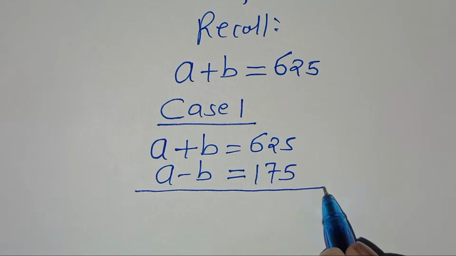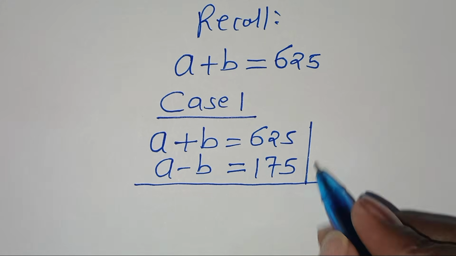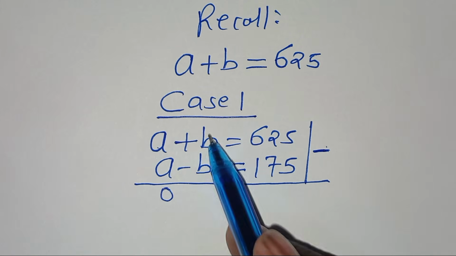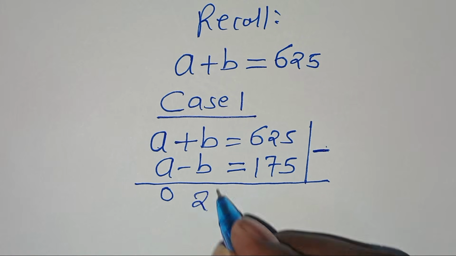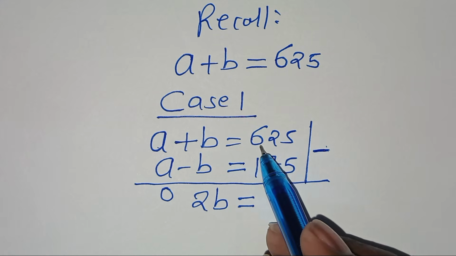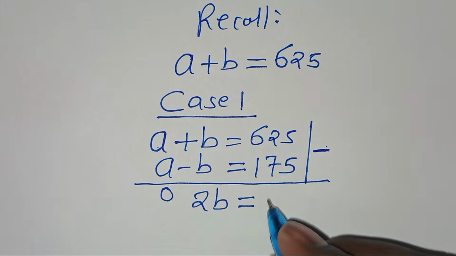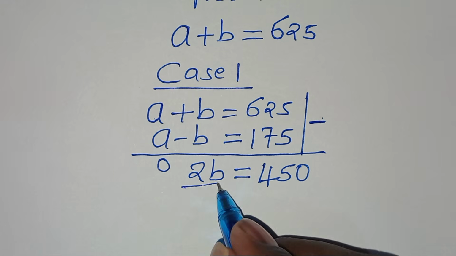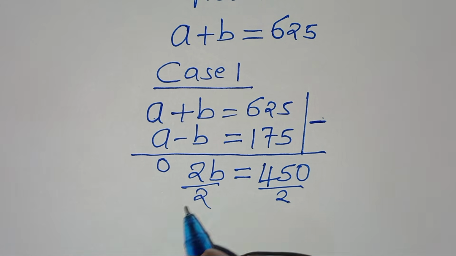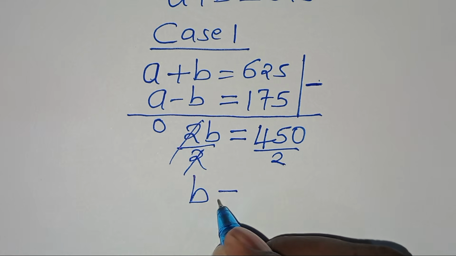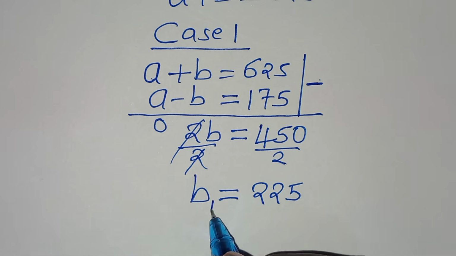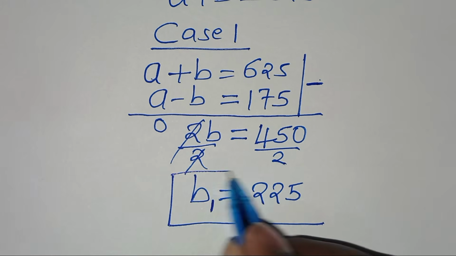So these are systems of two linear equations. Let's subtract the two equations so that a minus a is 0, then plus b minus minus b is 2b, and this is equal to 625 minus 175, which is 450. So let's divide both sides by 2, and this means that the value of b is 225. This is the value of b1. We can call this b1.